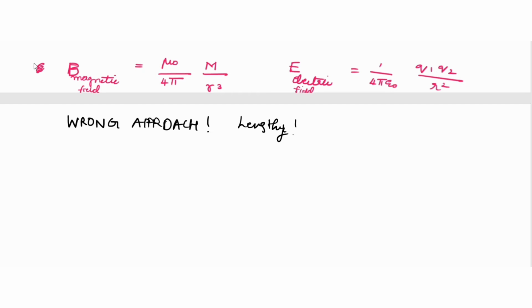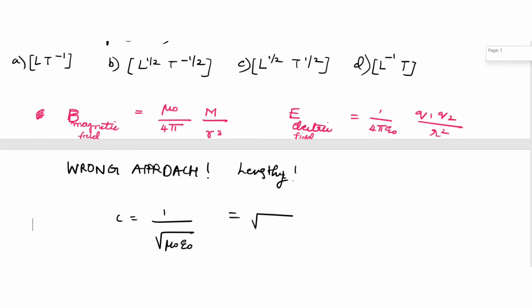What you have to do is look at the question as a whole. Nu naught epsilon naught whole power minus 1 by 2. What can you write this as? You can write this as 1 by under root nu naught epsilon naught. Is there a direct formula you would have learnt in electromagnetic waves, isn't it? C is equal to 1 by under root nu naught epsilon naught. Yes. So your question becomes simplified. The answer for this whole term lies in the dimensions of c, dimensions of velocity. So the answer is nothing but L t power minus 1.